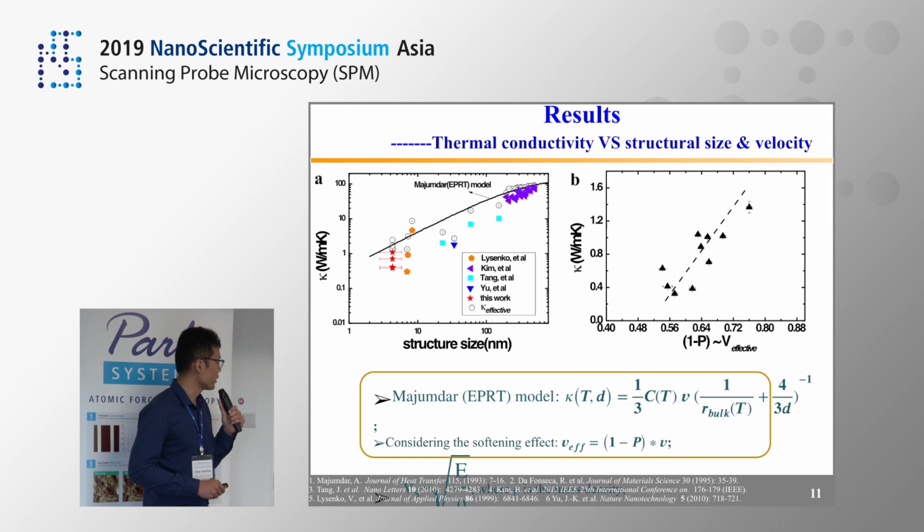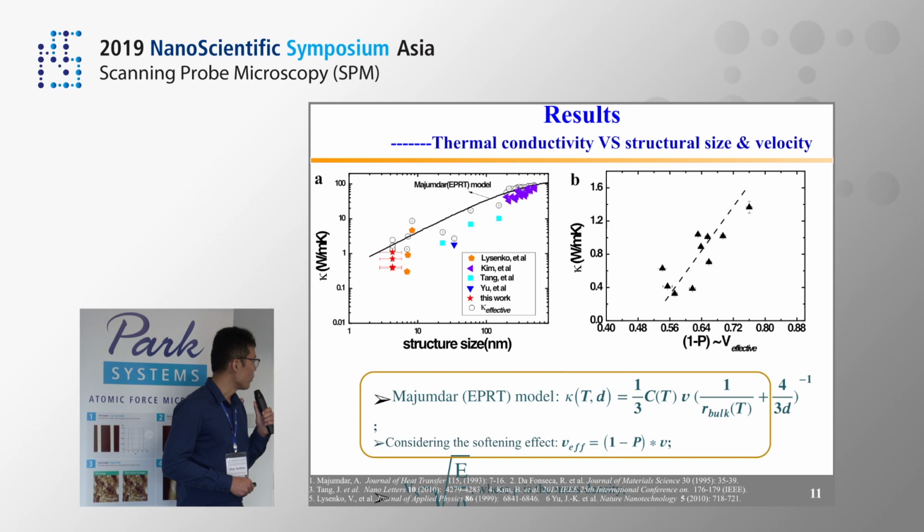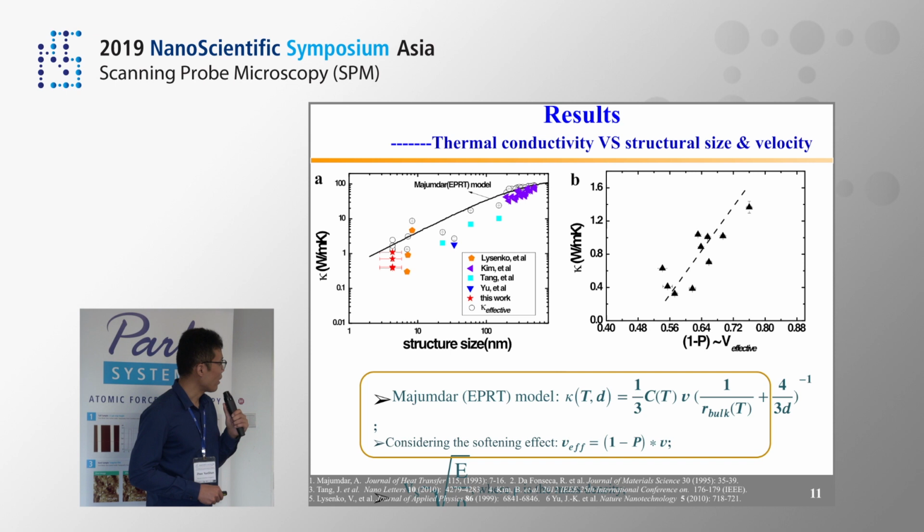The red star is my data, and we also compare with other people's work, including the silicon nanomesh and polysilicons. This formula shows the homogeneous model, where all the parameters are for the bulk. That's why we can see all the data is somehow below these models.